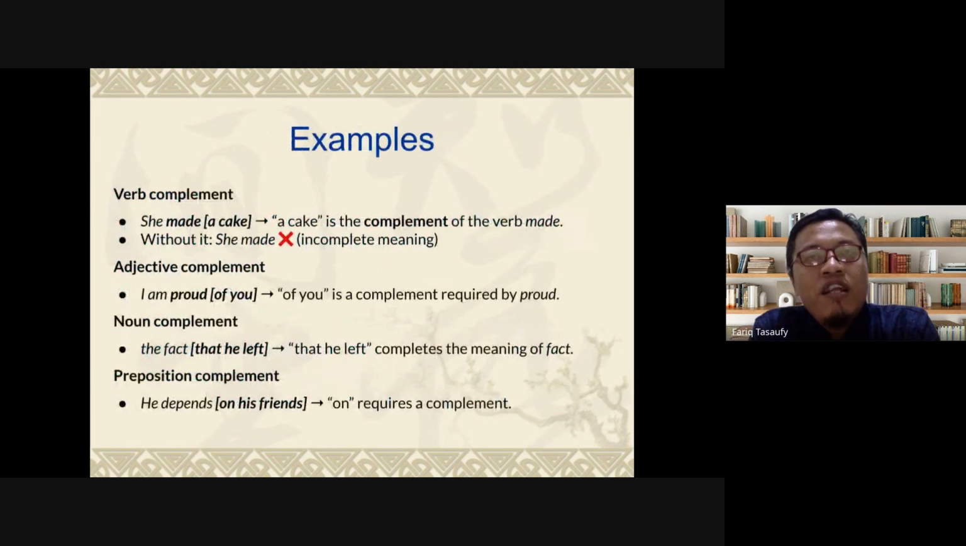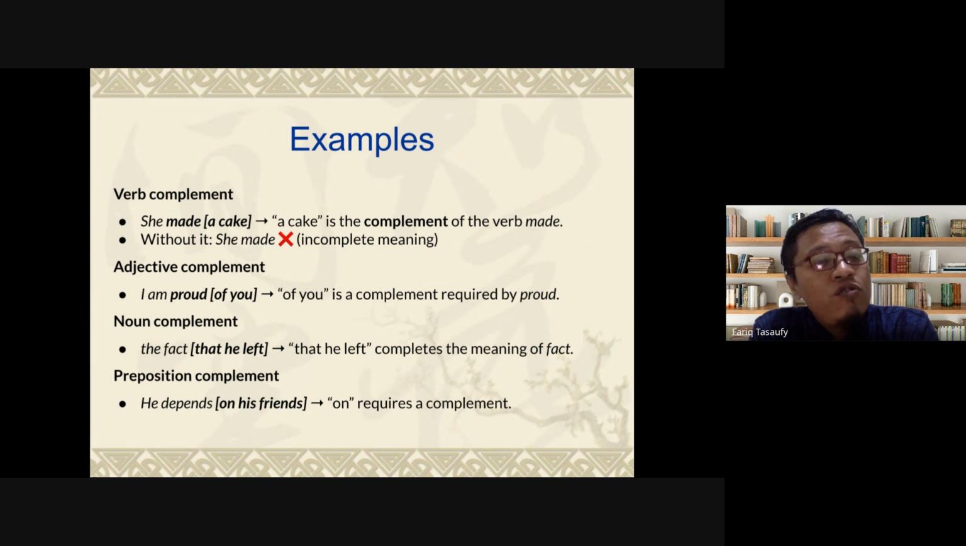So the examples of the complement is a verb complement, like you can see in the example. She made a cake. A cake is the complement of the verb made. So we cannot just stop in the sentence like she made, with what? We cannot just write like that. She made, but you need an element that completes the meaning, completes the grammatical structure. So she made is not understandable, so you cannot understand the meaning of the sentence or the clause.